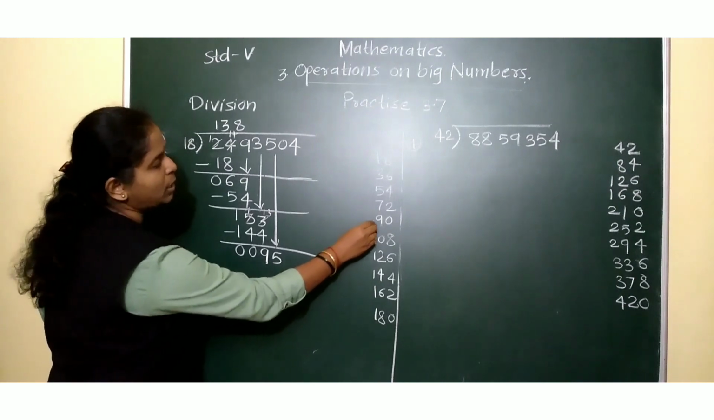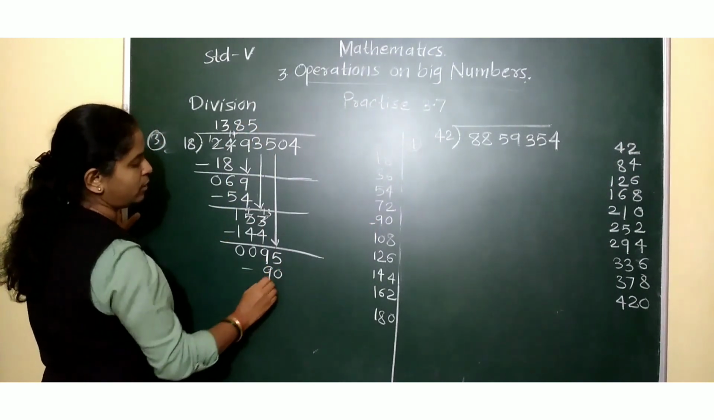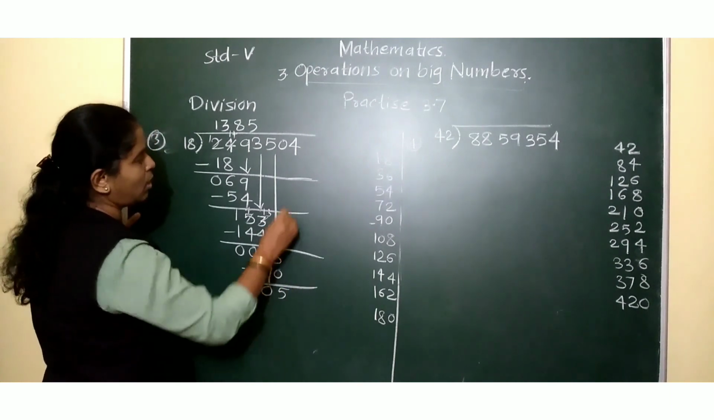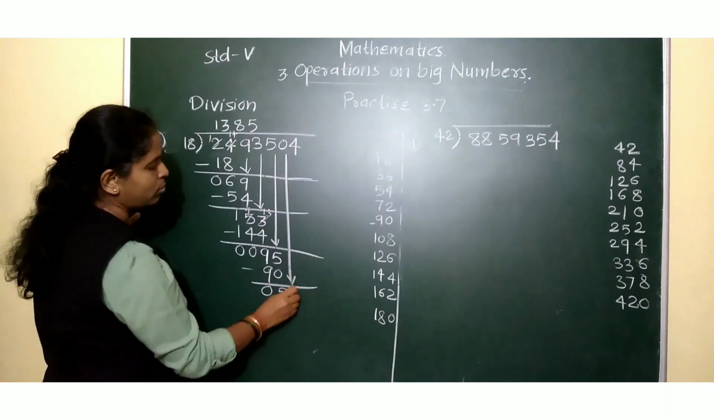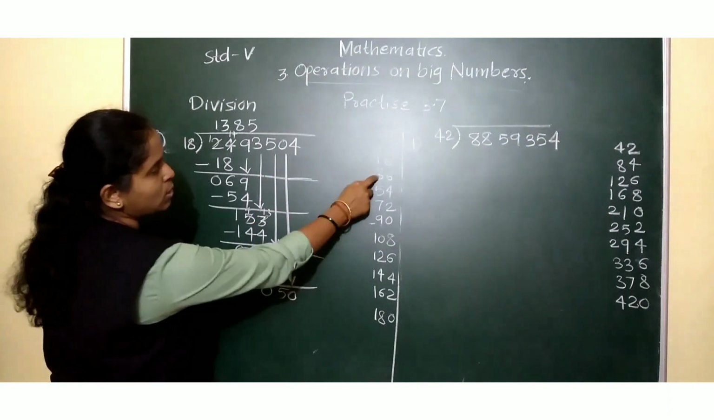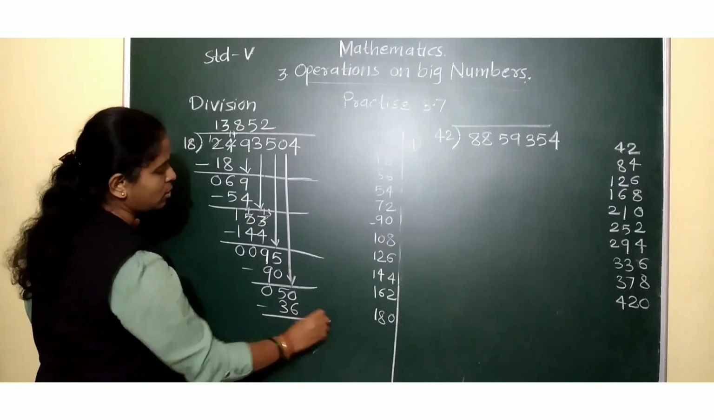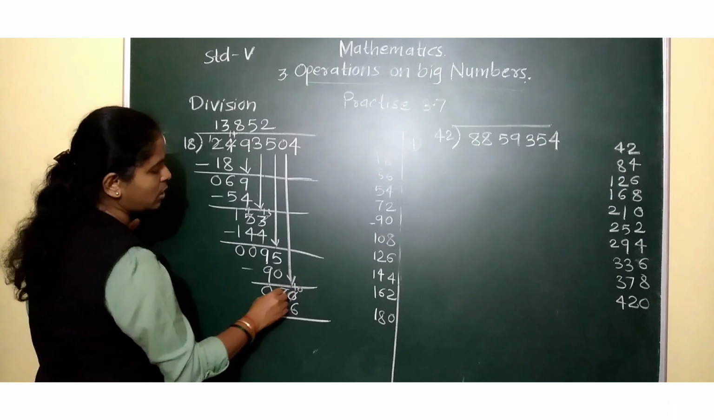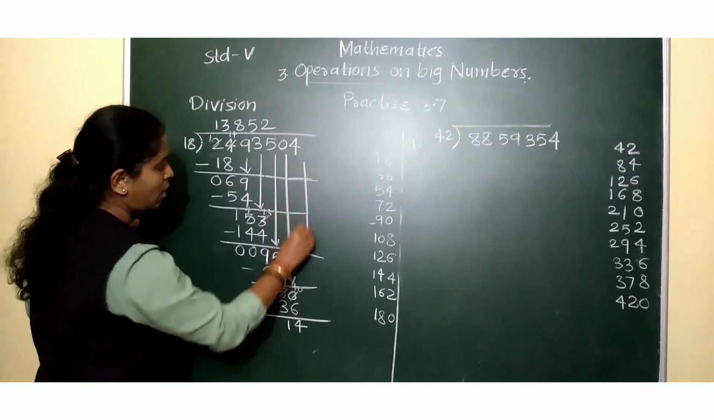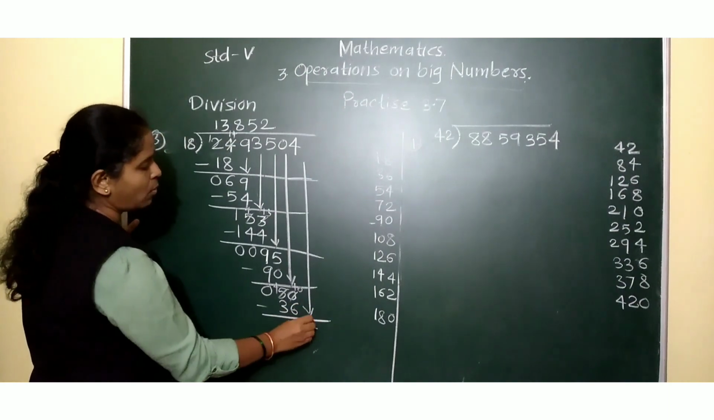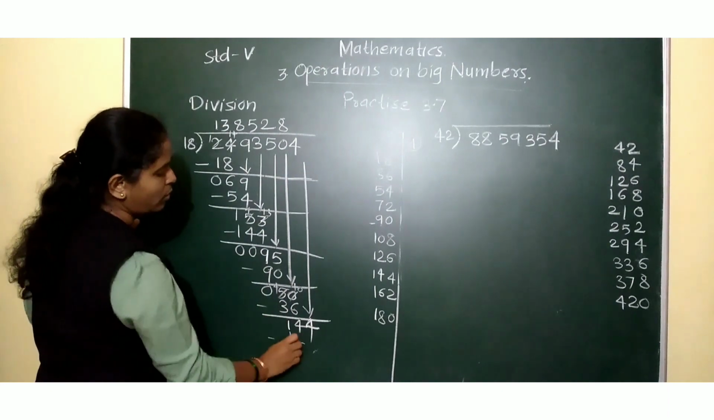Okay. Which number is close to this? 90. That is, 18 5s are 90. And again 0 remains, digit 0. 50. Which number is close to 36? So 18 2s are 36. Now 10 minus 6, 4. 4 minus 3, 1. And take this last 4 down. Now again 144. 18 8s are 144.